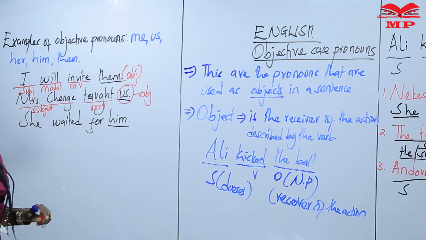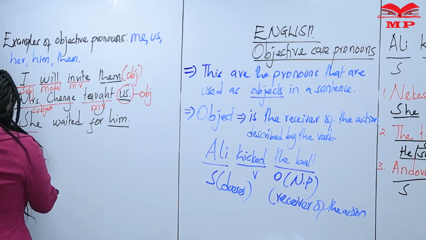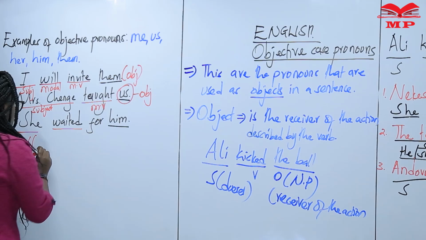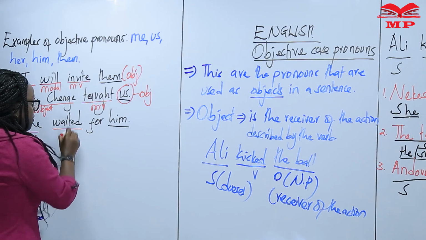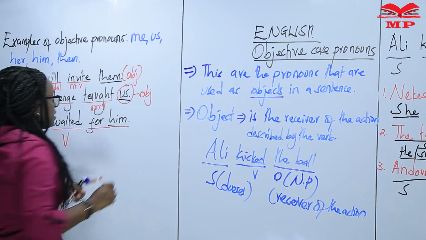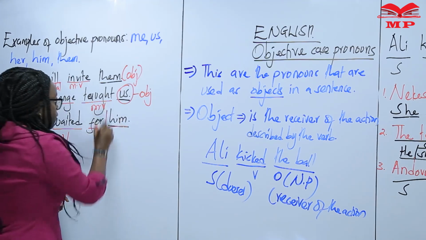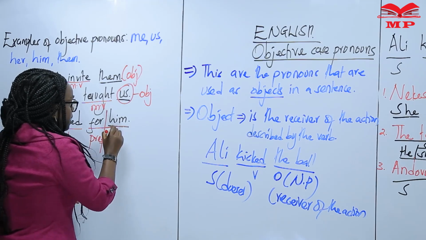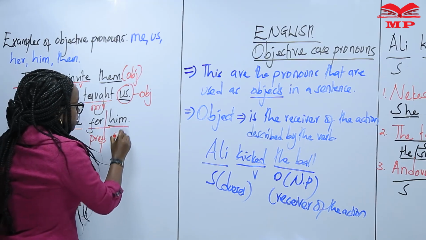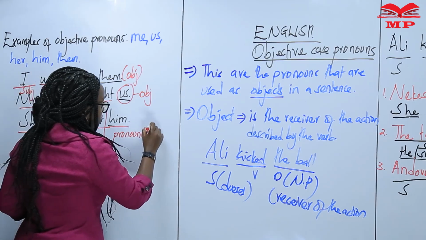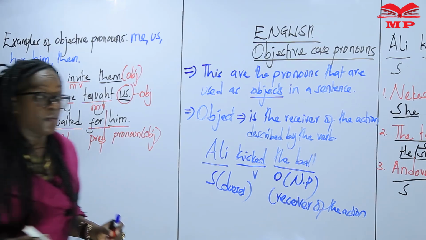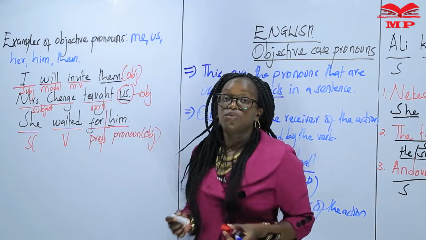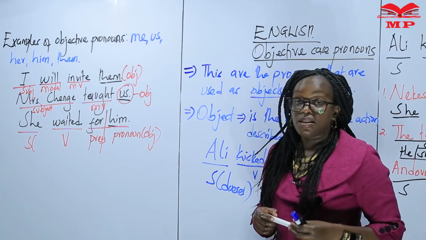Then we move on to the last sentence. She waited for him. She becomes the subject in this sentence, and remember, she is a pronoun in the subjective case. Then waited is the verb. Then for him is a prepositional phrase. So for here is a preposition. Then him is a pronoun, but in this case it's an objective pronoun. I just want you to notice that it comes after the main verb. Therefore, that is something else you can use to guide you in understanding the difference between the subjective and the objective pronoun.